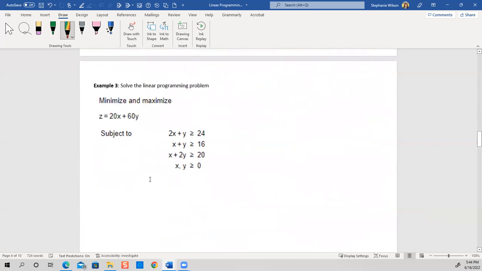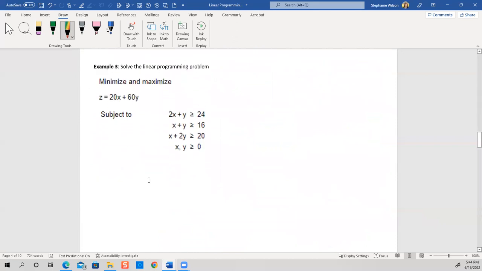All right, let's do the next one. So the next one says minimize and maximize. We're given this equation here, and we're given the inequalities and the statement. I notice all the inequalities are facing the same way, so this is going to make it a little bit easier for us.